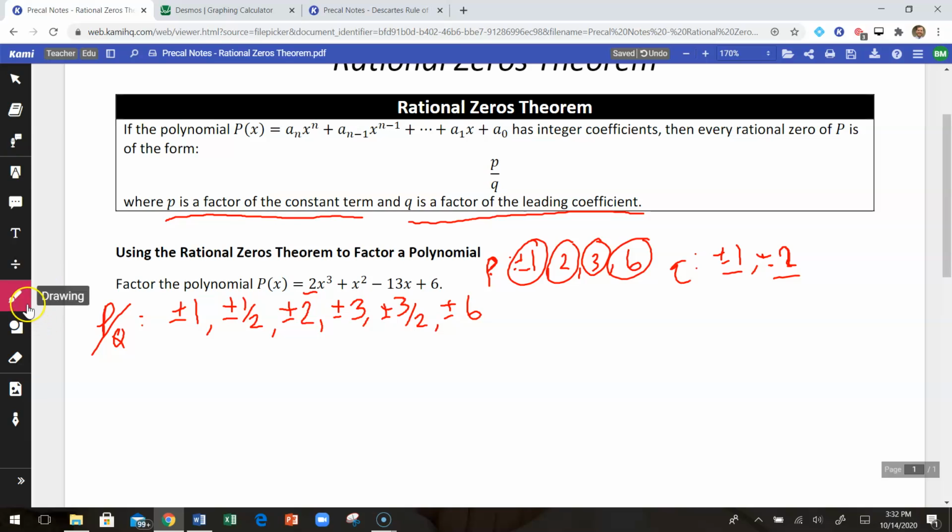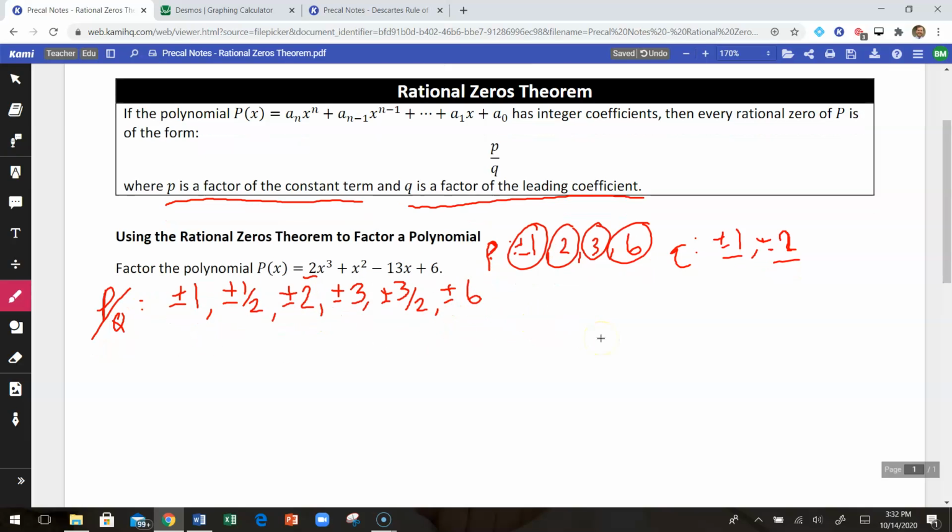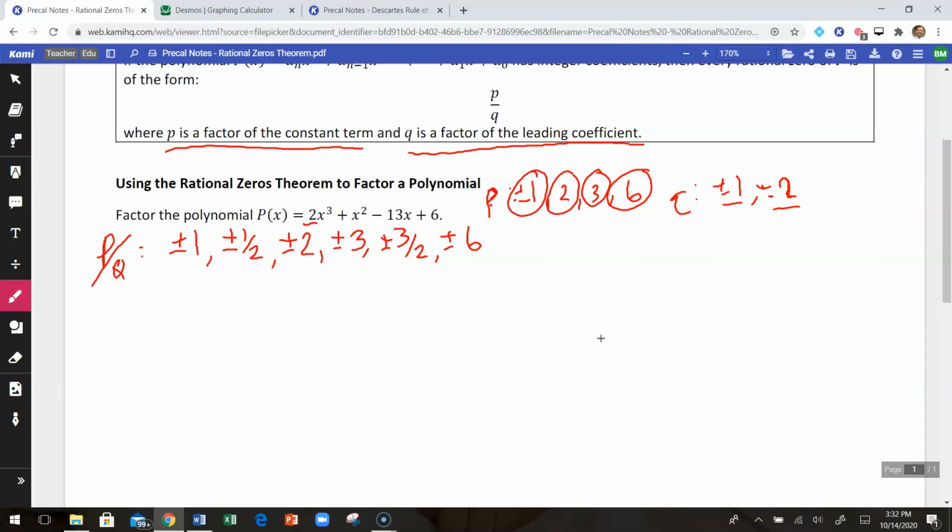Now, they are not all going to be zeros, but that is the list of where they will come from. Those are the possibilities. They should all be in that list if they are rational zeros. The way that we're going to use that is to take those numbers and do synthetic division with them until we find one that works. By finding one that works, I mean we want one that's going to give us a remainder of 0.